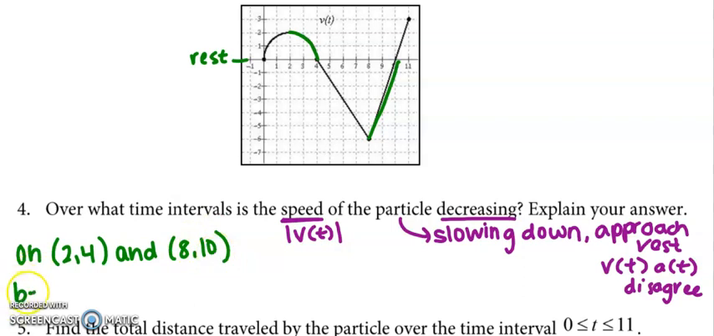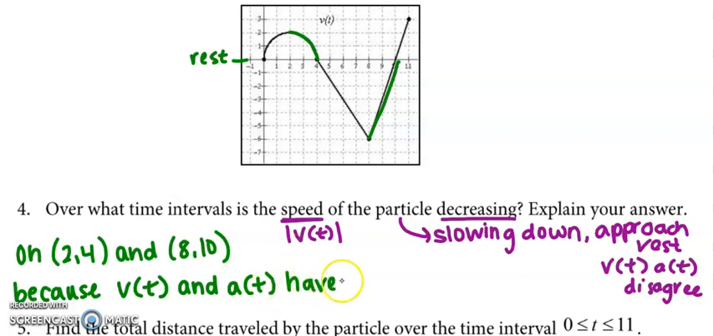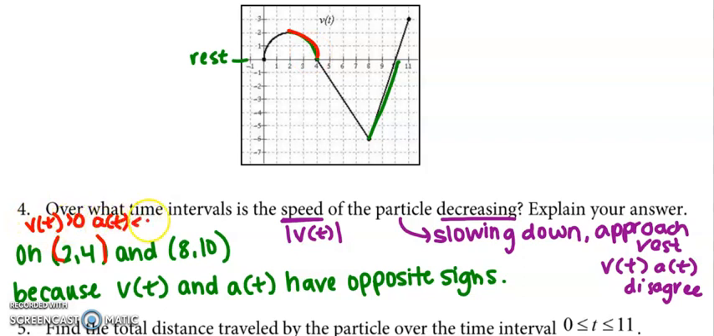And my reasoning would be because v of t and a of t have opposite signs. So specifically on this interval from 2 to 4, v of t is greater than 0, but a of t is less than 0. And specifically on this interval from 8 to 10, v of t is less than 0, but a of t is greater than 0.